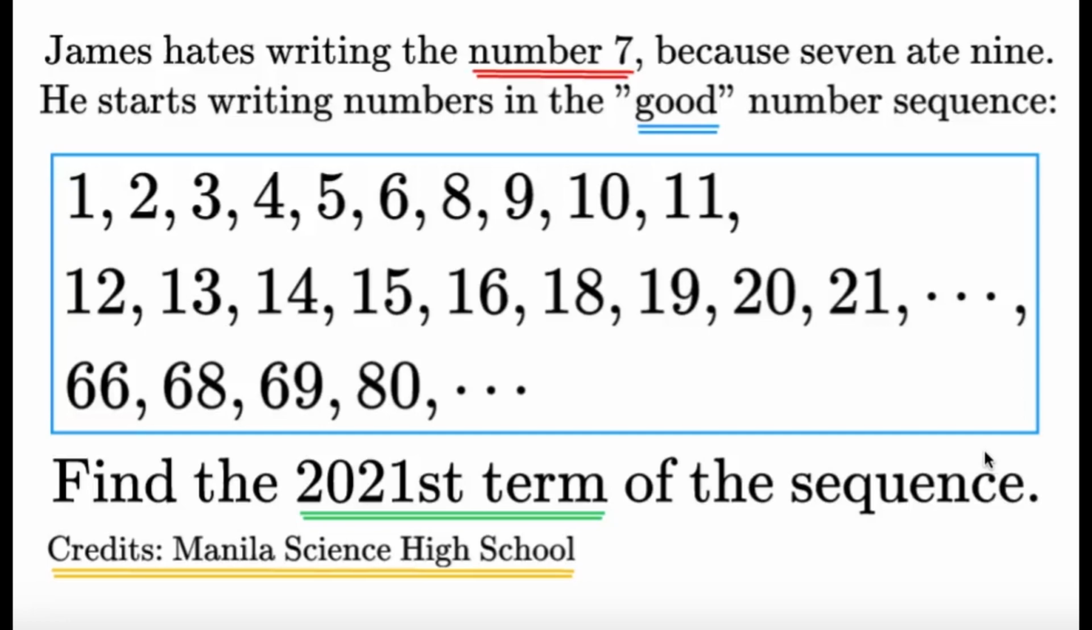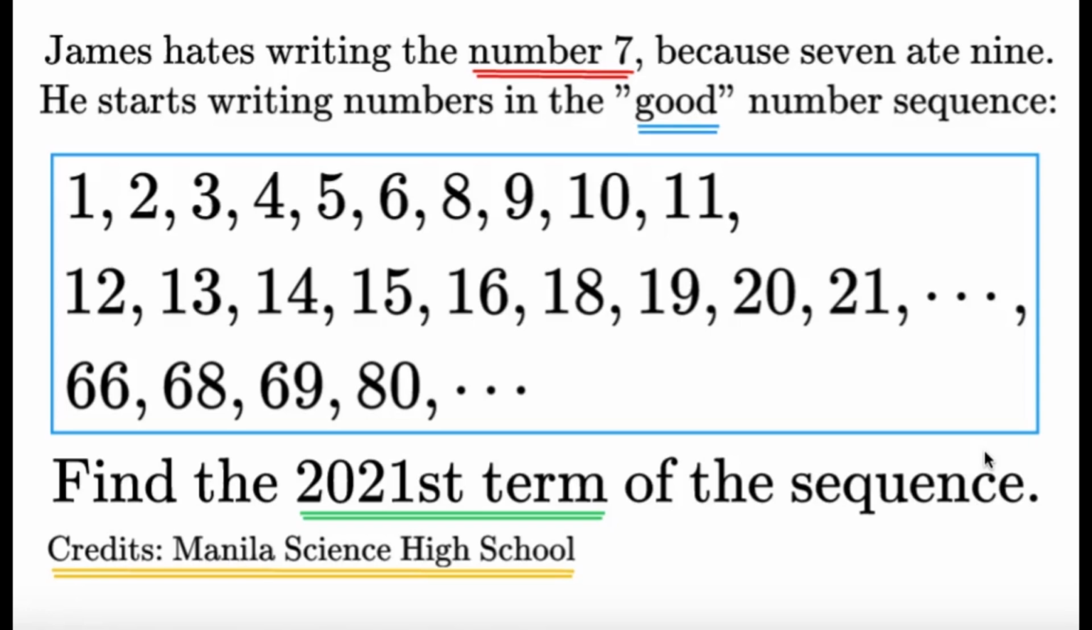James hates writing the number 7 because 7, 8, 9. He starts writing numbers in the good number sequence: 1, 2, 3, 4, 5, 6, 8, 9, 10, 11, 12, 13, 14, 15, 16, 18, 19, 20, 21, and so on. 66, 68, 69, and after 69 we have 80 and so on.